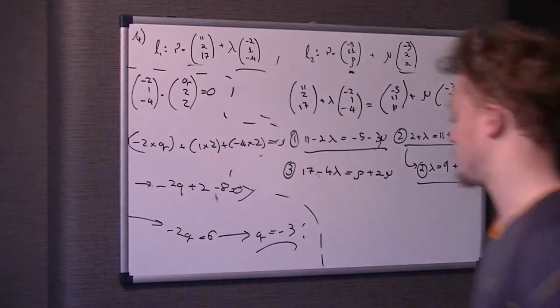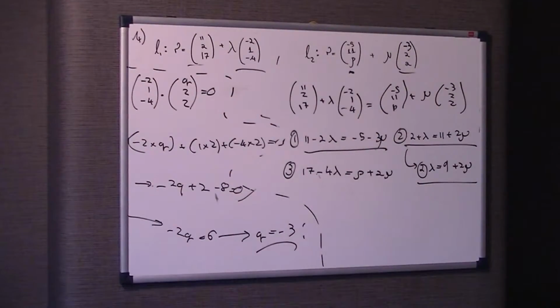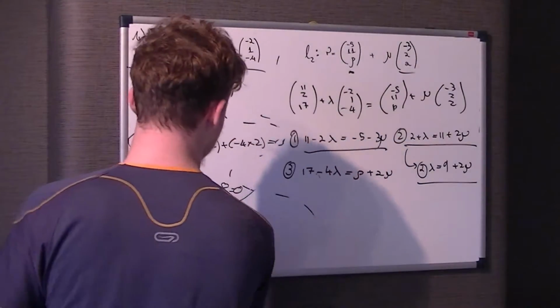So equation 1 says 11 take 2 lots of lambda is equal to minus 5 take 3 lots of mu. Sorry, it's a bit of a mess on the board here.